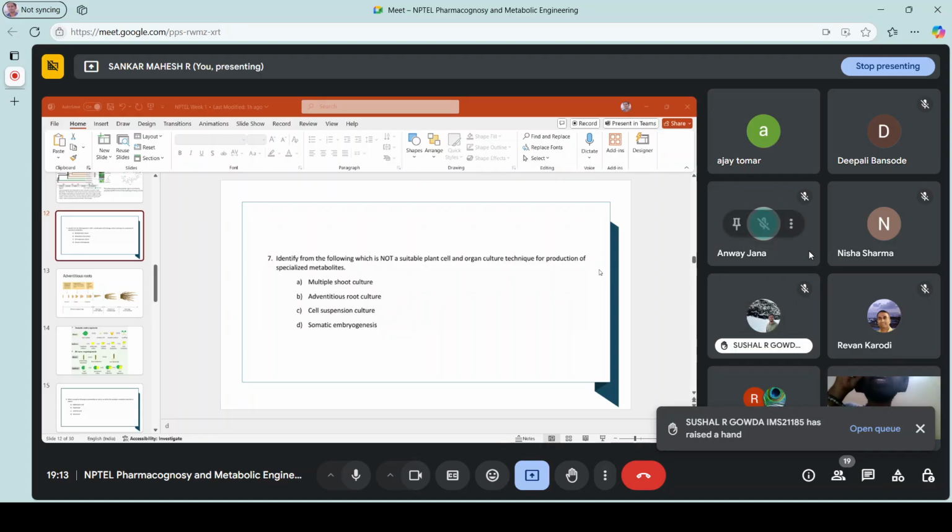Ajay, you were saying adventitious root culture. You can tell us what adventitious root culture is. Except B, all three are able to grow, like multiple shoot culture in rows, or somatic embryogenesis seen in in vitro culture, but in case of adventitious root culture... Okay, that was not very clear to me. We'll listen to what others have to say.